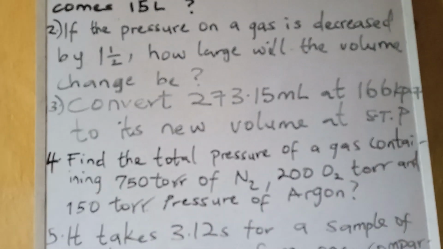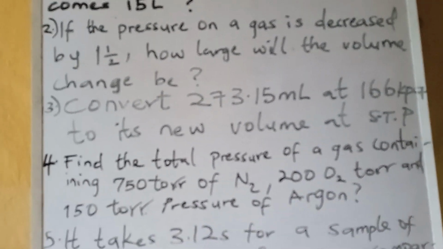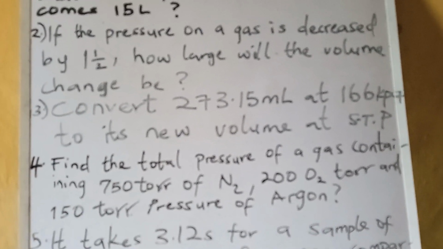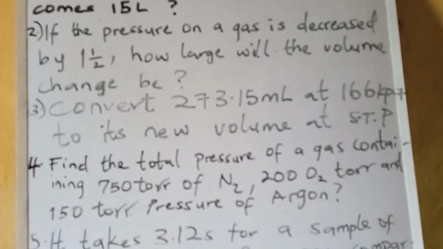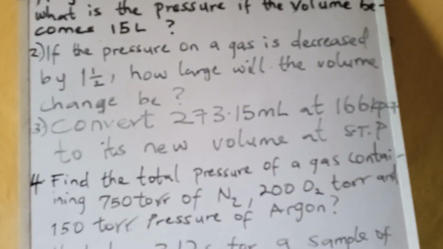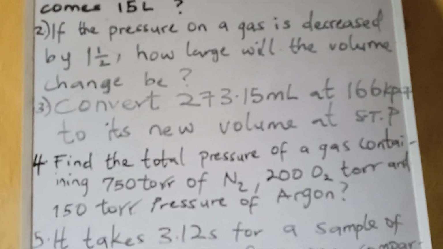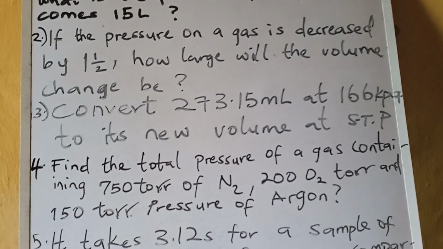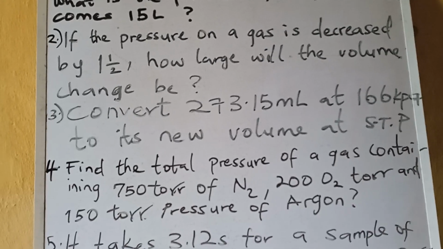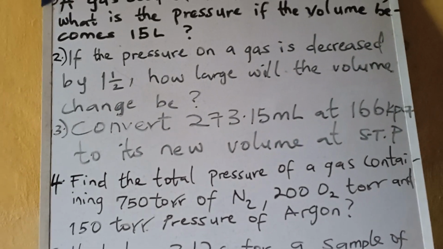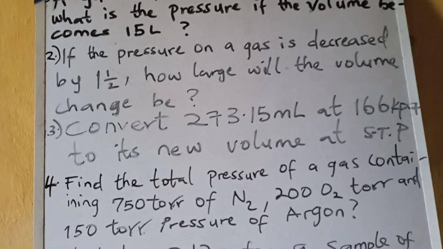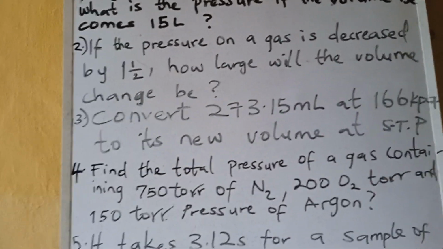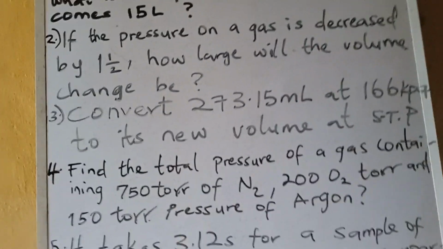Now the fourth question says, find the total pressure of a gas containing 750 torr of N2, 200 torr of O2, and 150 torr pressure of argon. Whenever you're talking about just pressure and they're telling you to find total pressure, this is all about Dalton's law of partial pressure. Dalton's law states that the total pressure of a gas is equal to the sum total of the individual partial pressures of all the gases.